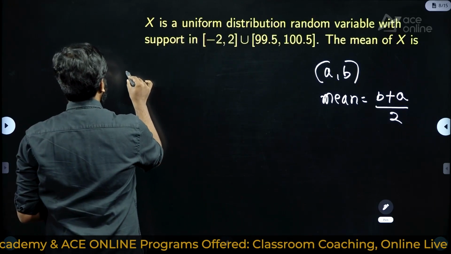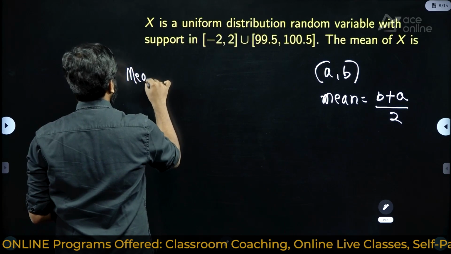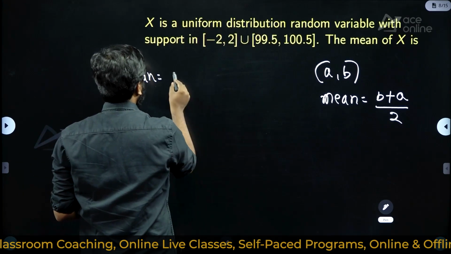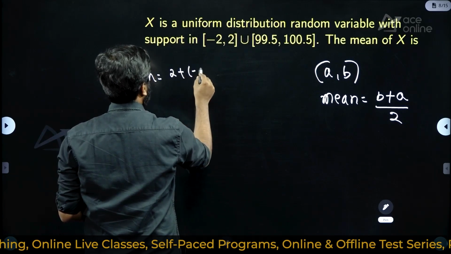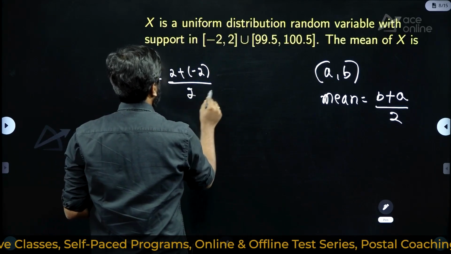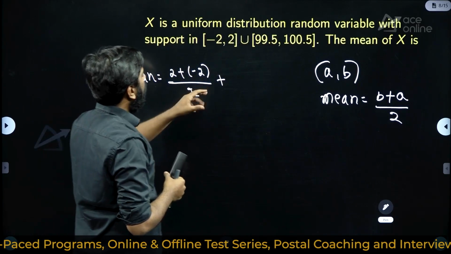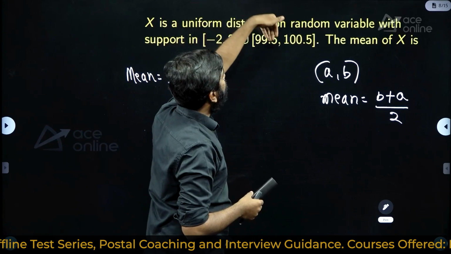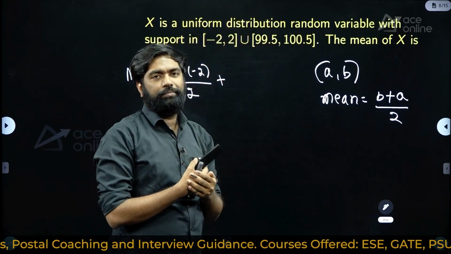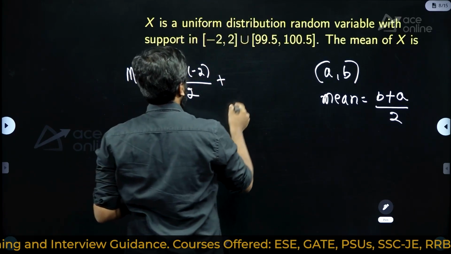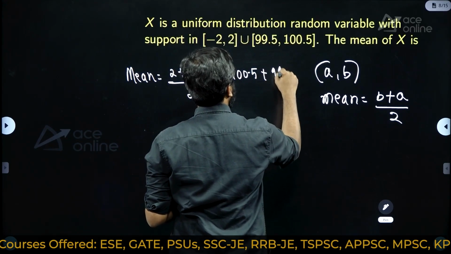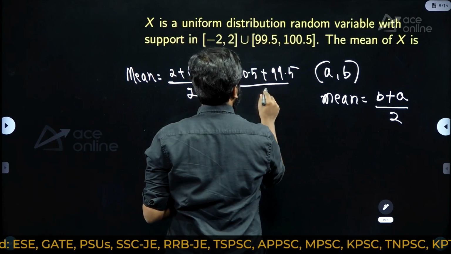So the mean is, what is the mean related to this interval? You can use (B plus A) by 2, that is (2 plus minus 2) by 2, plus. Now you might be saying, sir, why do you want to add? Because X is taking values from this interval as well as from this interval. That's why you have to add it. Okay. And then (100.5 plus 99.5) by 2.